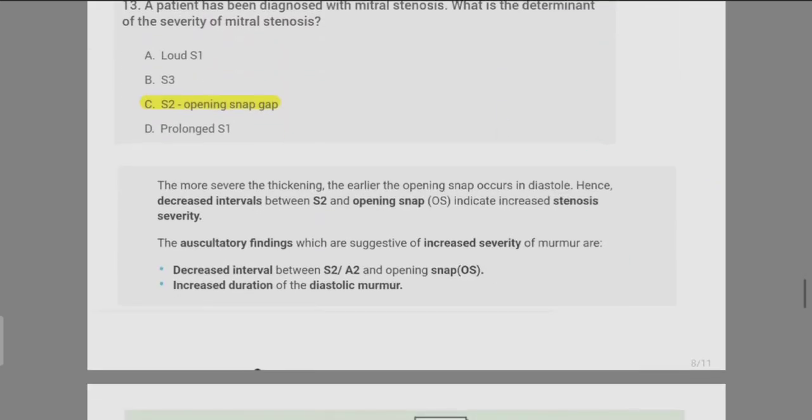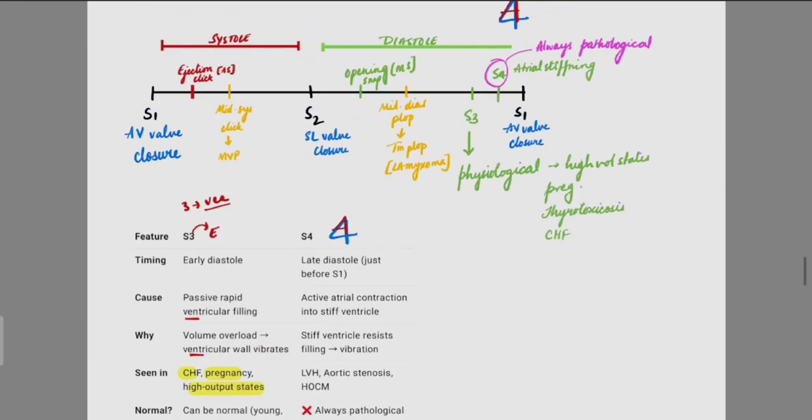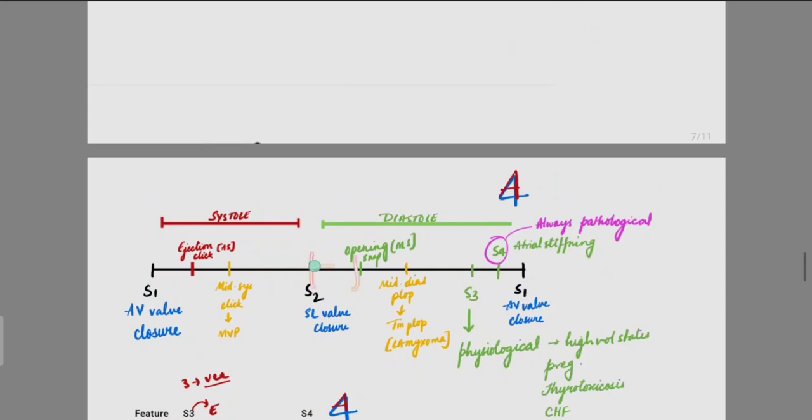Look at this one. If the thickening is very severe, the opening snap occurs earlier in diastole. That is why the opening snap is occurring. So whenever you have a decreased interval between S2 and opening snap, it means that the stenosis is severe. So that is the answer. Auscultatory findings: severity is increased when you have a decreased interval between S2 or A2 and the opening snap, and increased duration of the diastolic murmur. So if you have the decreased space here, that's going to be your opening snap.